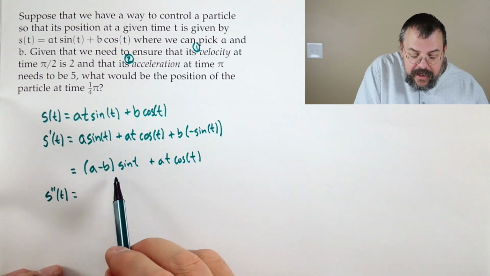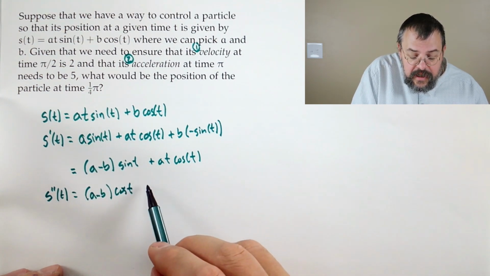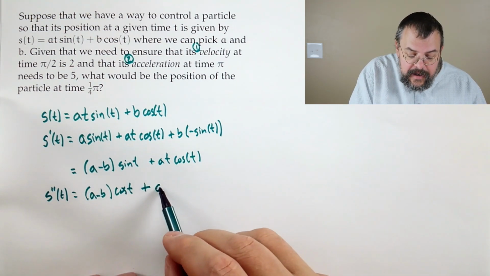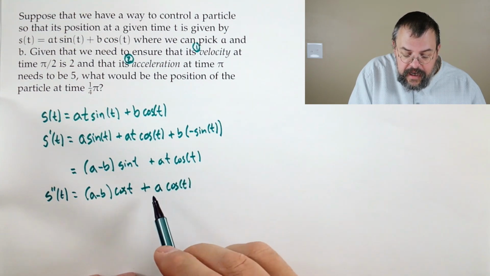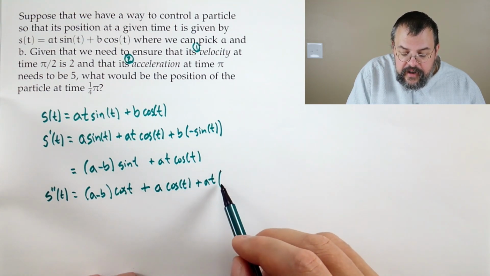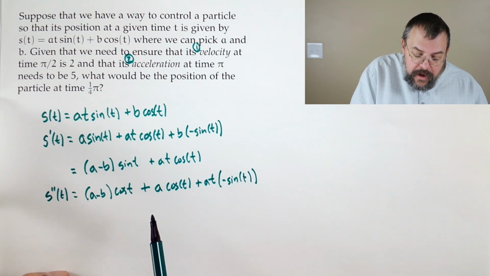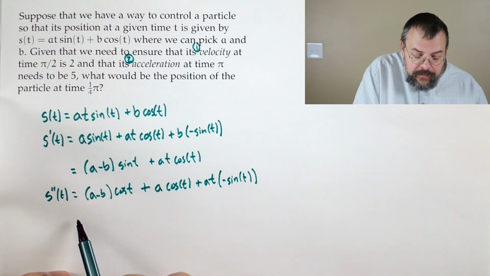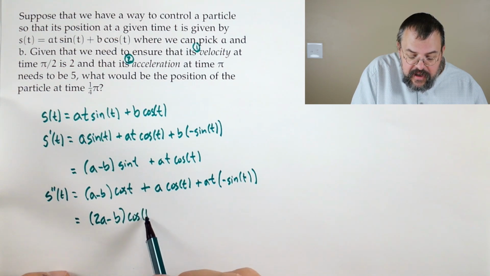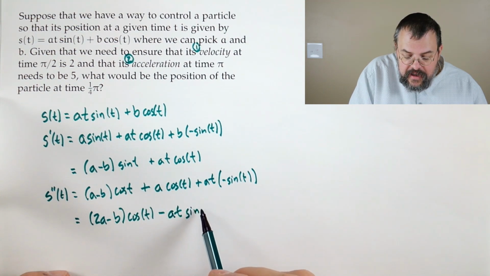Okay, so a minus b is a constant, then that's times the derivative of sine, which is cosine, plus, next, product rule. So derivative of the first is a times the second, so a cosine t, plus a times t times the derivative of cosine. Derivative of cosine is negative sine. And now we can clean this up. Well, why? Well, we see an a minus b cosine t and a cosine t. So this becomes 2a minus b times cosine t, and then a minus at sine of t.